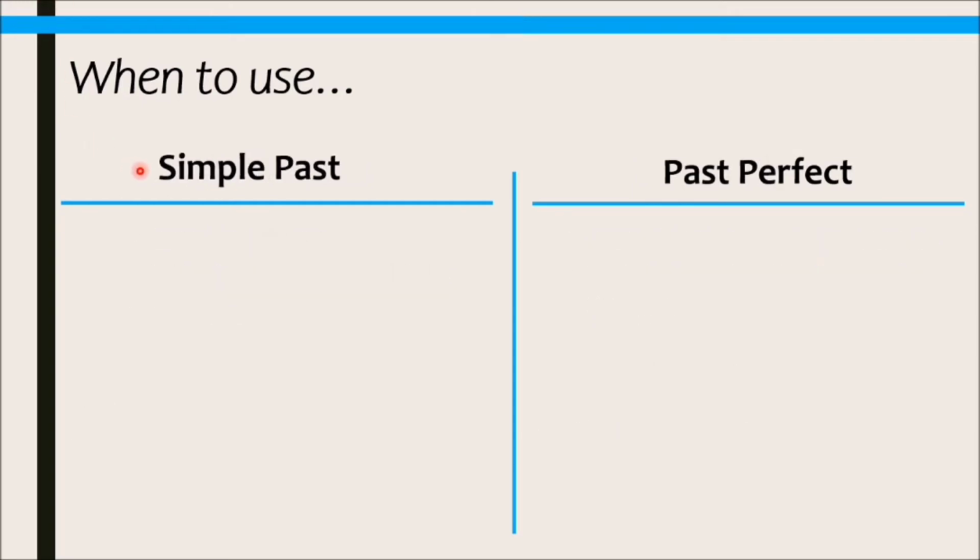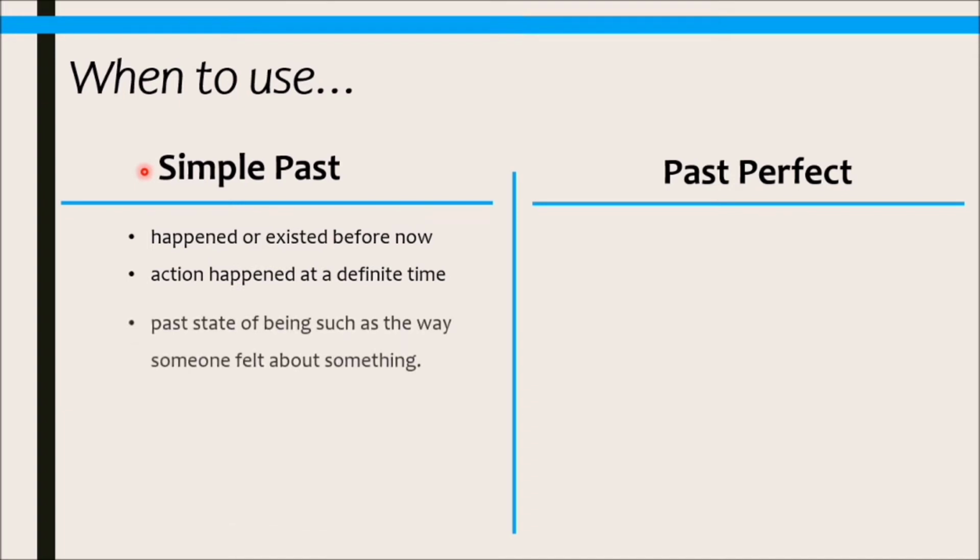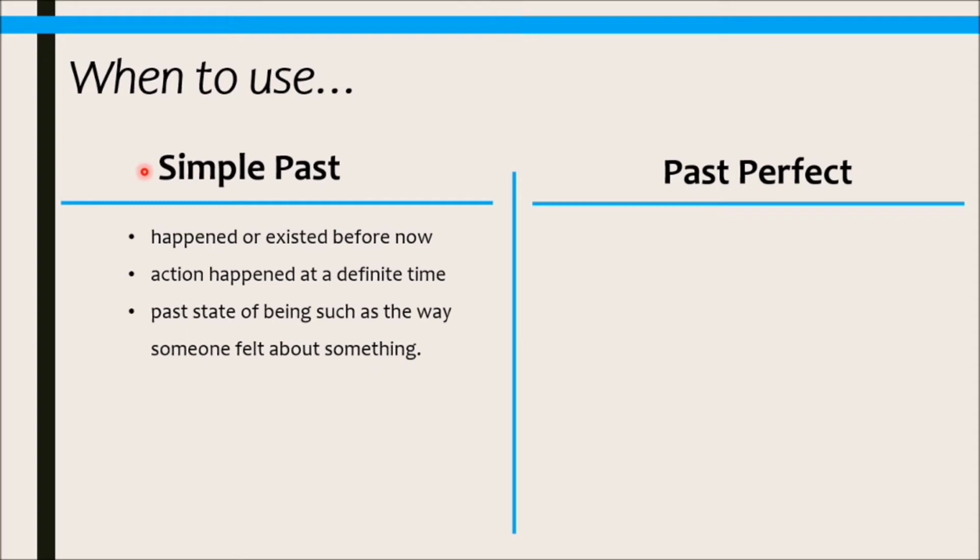So, when to use simple past and past perfect? We use this one for things or actions that happened or existed before now, or if our action happened at a definite time. We also use this tense for past state of being, such as the way someone felt about something. Now, let's look at our examples. Billion years ago, dinosaurs once ruled the earth. According to our archaeologists, before we, humans, started existing, dinosaurs inhabited the earth first, right?